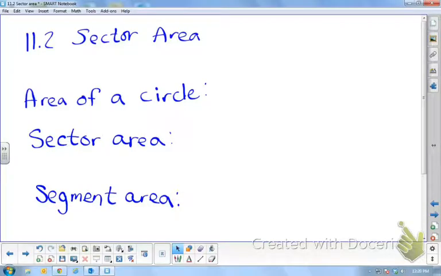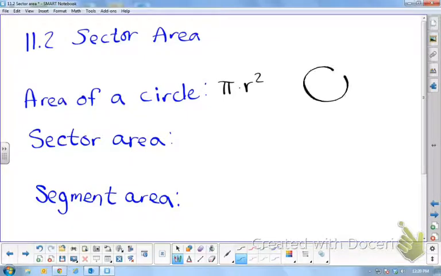Today we're going to talk about sector area. So with sector area, we need to know three formulas. The first one you should already know. You should know the formula for the area of a circle. The area of a circle is pi times r squared. And it gives us the entire inside space of a circle.